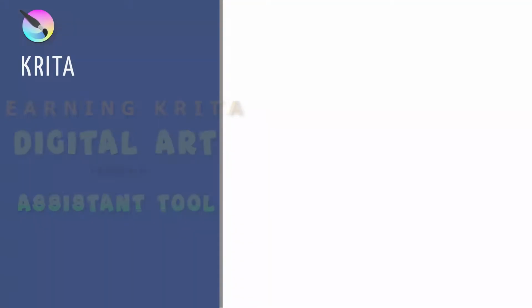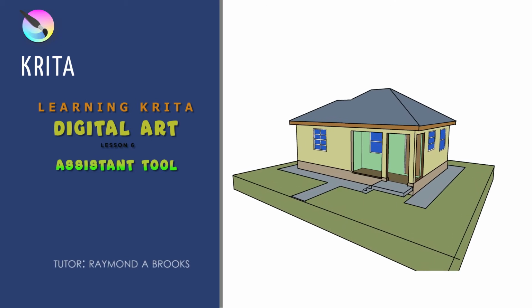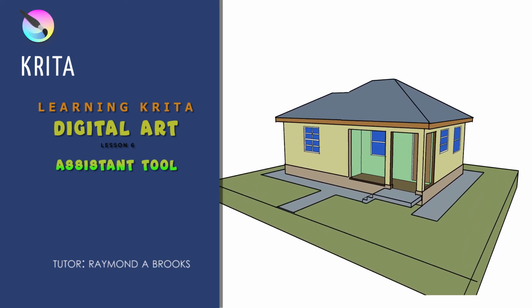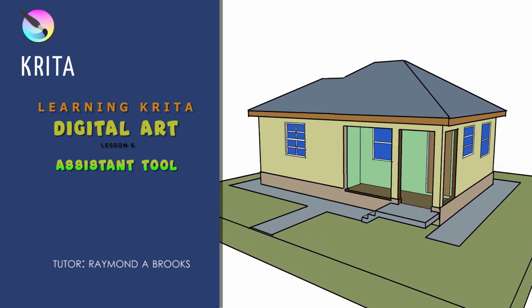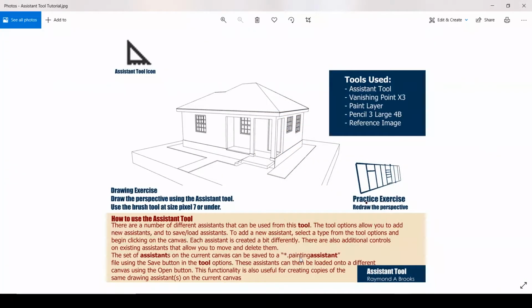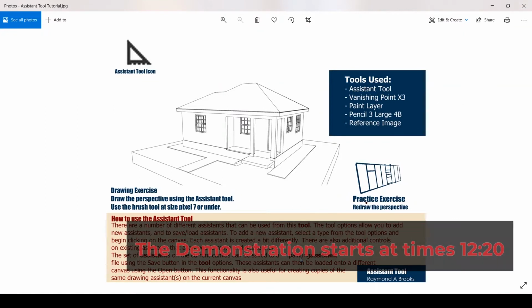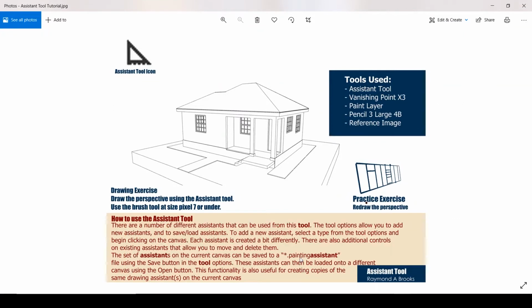I gave my students an exercise, and the exercise was to create a house perspective. This is a simple house here, which has one bedroom, one bathroom, living room and dining area. Simple small house with a pitch roof. The students were to recreate this using the assistant tool.